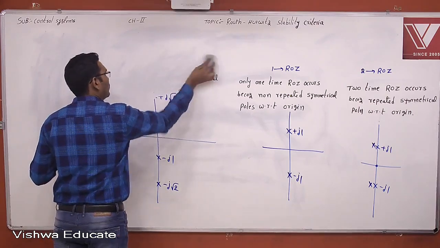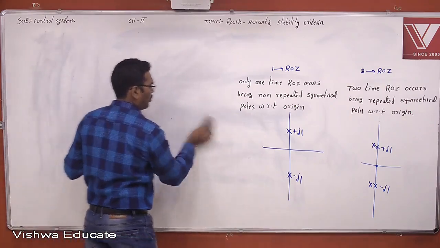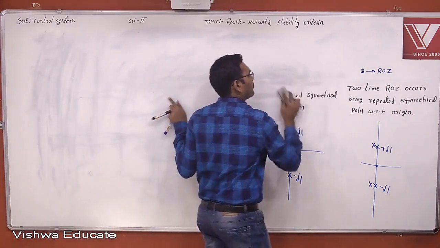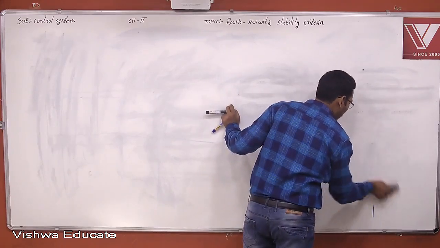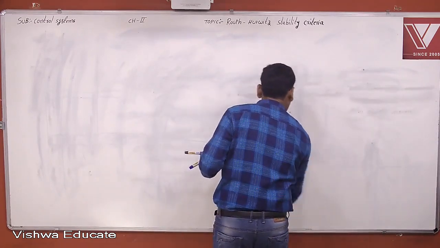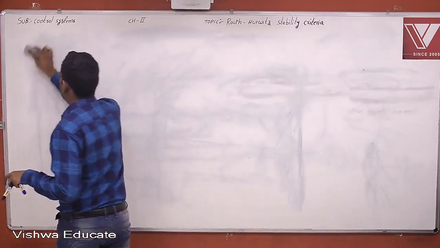Clear? Now here, I just give one concept which is called row of zeros. Now we are in the row of zeros concept. This is a very important concept from the GATE examination point of view, for the problems point of view. So we'll see that concept in detail.